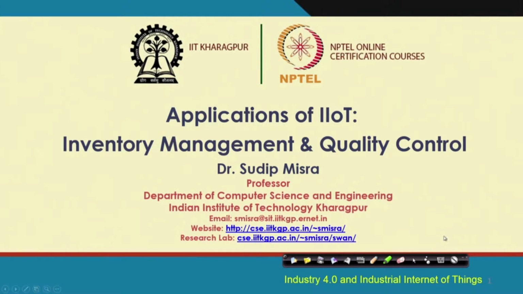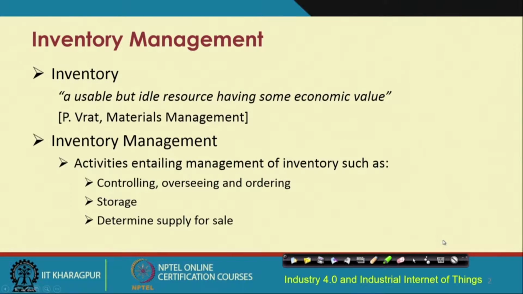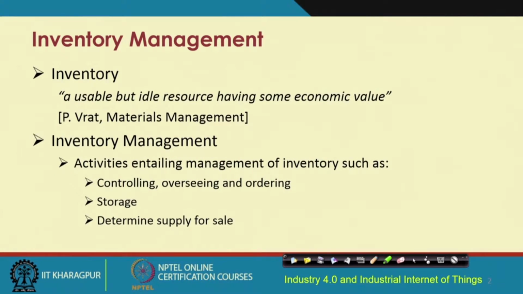So, think about what is inventory control. First of all we need to understand what is inventory. The dictionary meaning is that inventory is a usable but idle resource having some economic value. It is some kind of resource having economic value that is going to be managed in inventory management. Typically in a manufacturing industry, these manufacturing resources are going to be the inventories, and they are going to be used to create value added products and value added services.